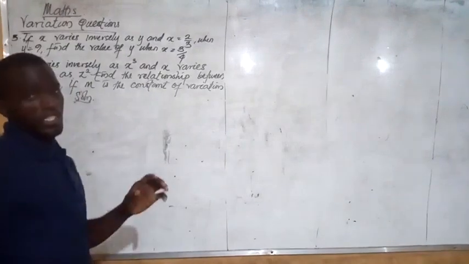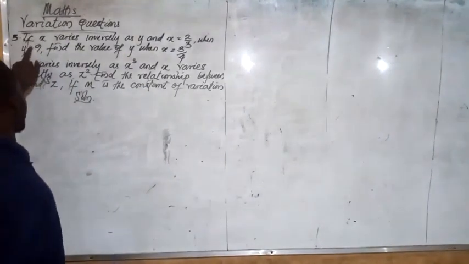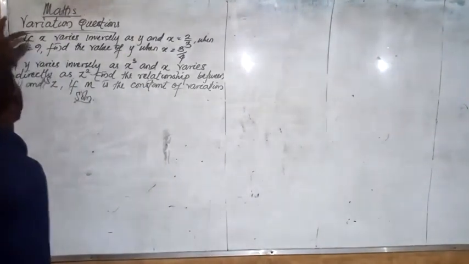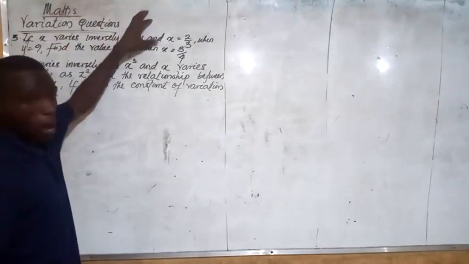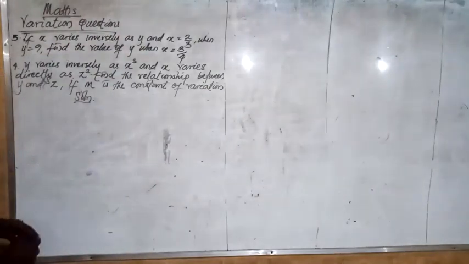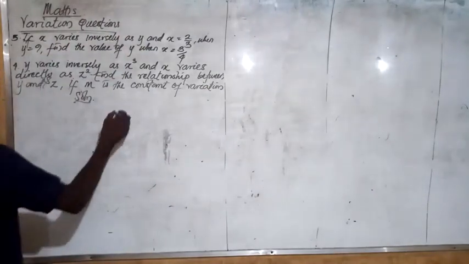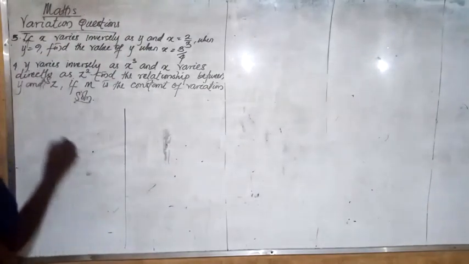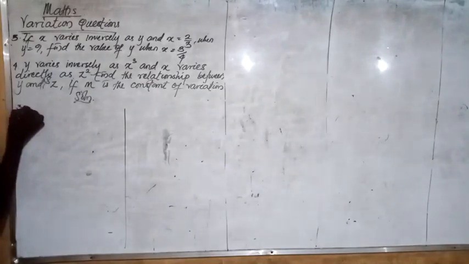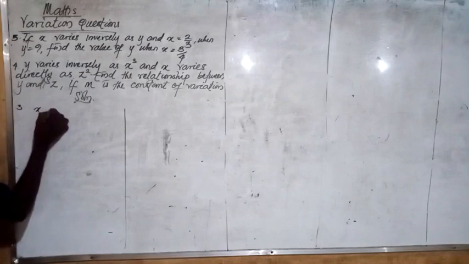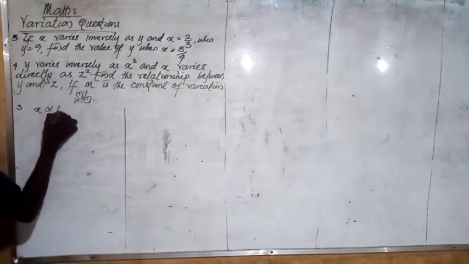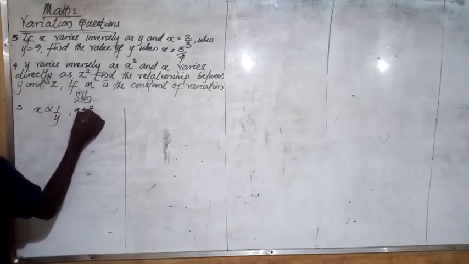Alright, here is another set of questions. The first one, number 3, says, if x varies inversely as y, so the same method approach, we'll begin to write our parameters as we're given. Number 3 says if x varies inversely as y and x is 2 over 3.